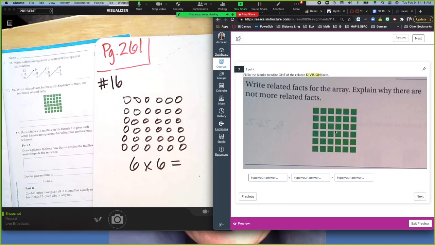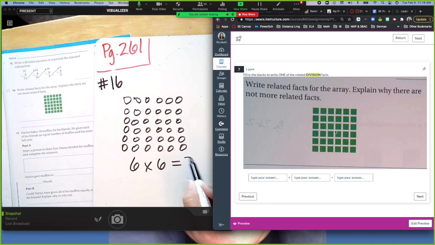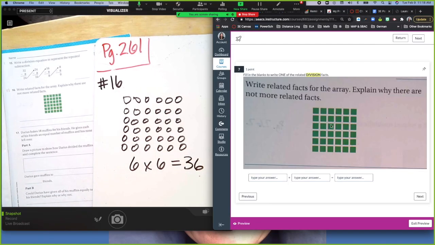Now number 7 is asking us a division fact. And we just talked about that your big number, your whole number, is going to go at the front. So it's going to be 36 divided by, and this one's a little weird because the 2 factors from the multiplication are both 6. So 36 divided by 6 equals 6, right?